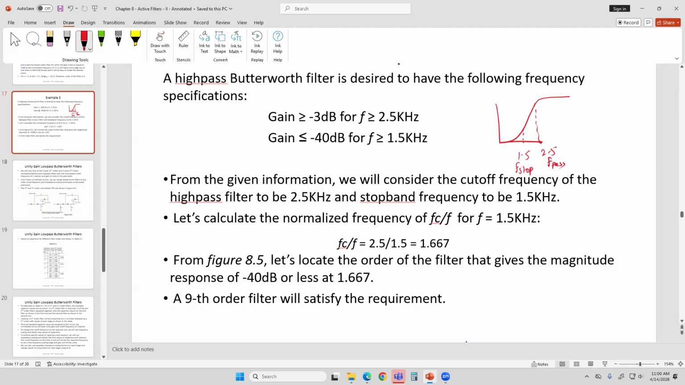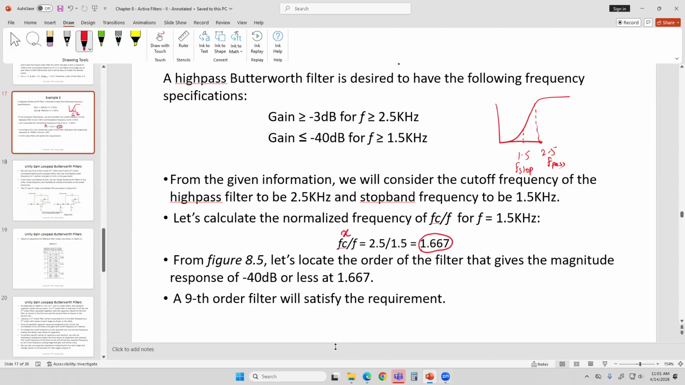The stop band, let's say 1.5 kilohertz, we need to have a gain of negative 40 or less than that, negative 41, negative 42, or attenuation of 40 or more than that. So this will set the stop band frequency and pass band frequency for us. And again, we have to calculate the normalized frequency X. For the high pass, it is FC over F. Again, this is X, which is 2.5 over 1.5. Cutoff frequency is 2.5 kilohertz. The stop band frequency is 1.5 kilohertz. And that gave us 1.667 as the value of X.